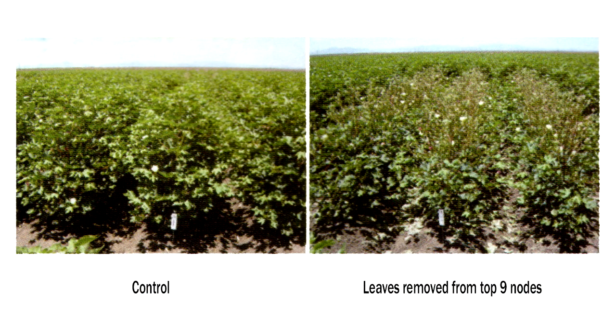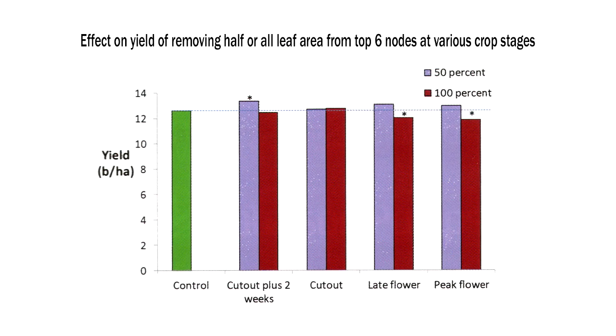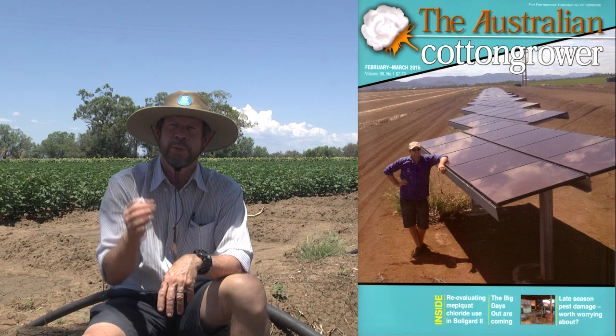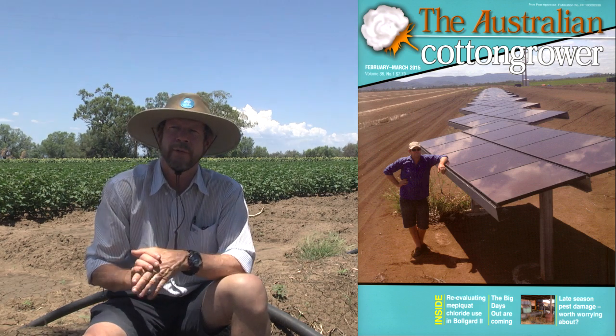So we've done a range of experiments where we've gone into crops and actually removed various amounts of leaf area, looked at the consequences. Before cutout, damage can affect yield, but there needs to be quite a bit. After cutout, the plant's actually very resilient, and you'd need a lot of damage before you'd actually get a yield outcome. We've written an article about this which appeared last year in the Cotton Grower, and it goes through and explains all of those results.